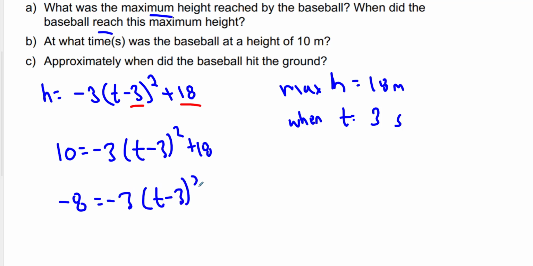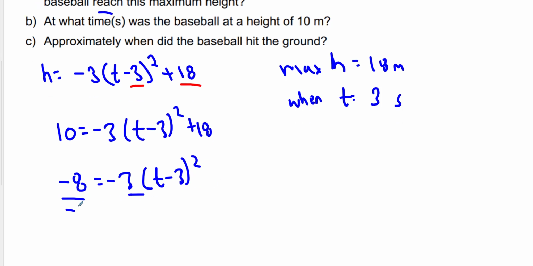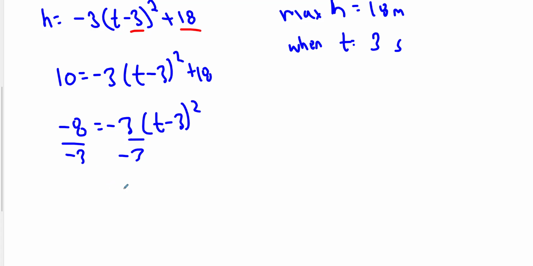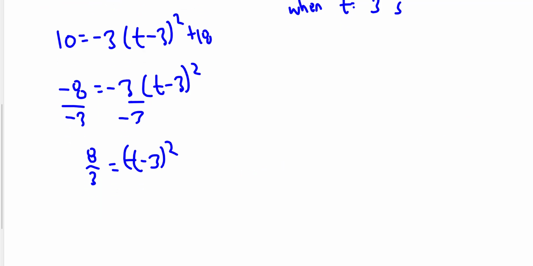And we're going to divide both sides by -3. And we get something like just 8/3, I guess, equal to t minus 3 squared. So have you solved it yet or not yet? Keep talking then. All right. So then this is going to be 2.667. Just round it off.